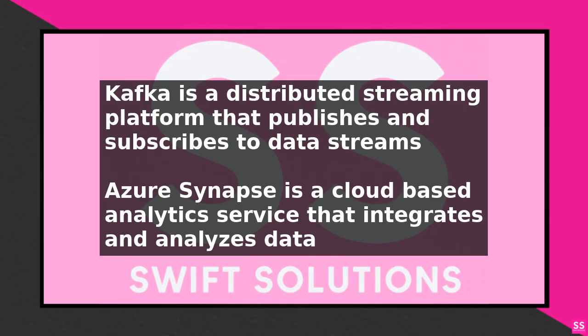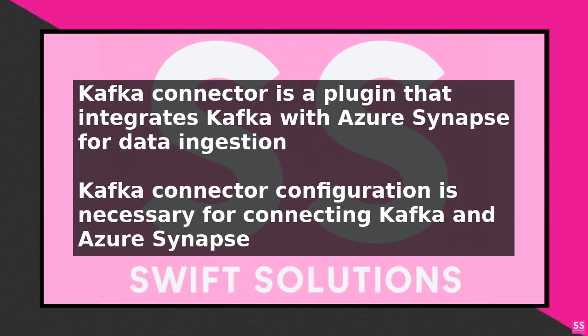Step 4. Creating a Kafka topic. To ingest data from Kafka into Azure Synapse, you need to create a Kafka topic. A Kafka topic is a stream of related data that is published by a Kafka producer and subscribed to by a Kafka consumer. You can create a Kafka topic using the Kafka topic command line tool or using the Confluent Control Center.